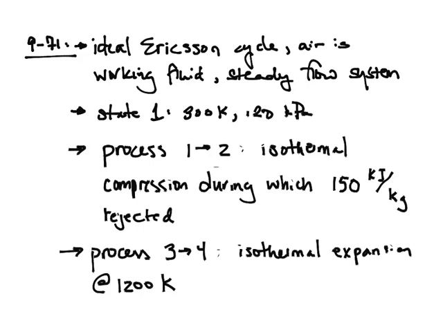State 1 is given at 300 Kelvin, 120 kPa. We're told that process 1 to 2 is an isothermal compression during which 150 kilojoules per kilogram of energy is rejected. And process 3 to 4 is an isothermal expansion at 1,200 Kelvin. All right, so let's go to the next slide.